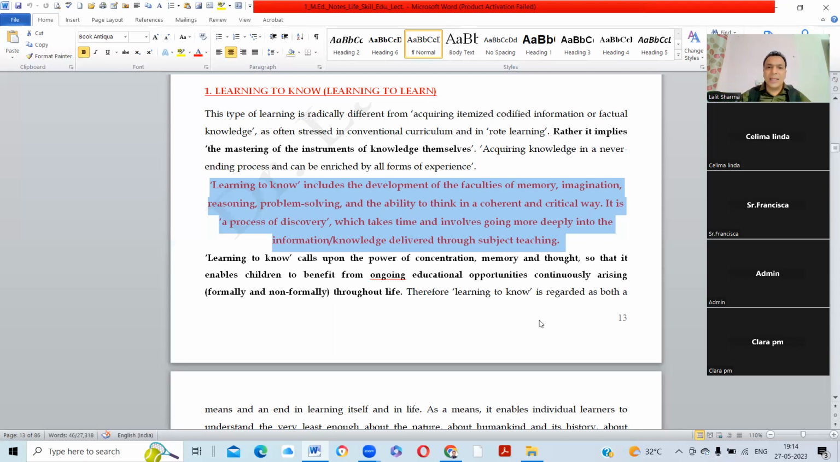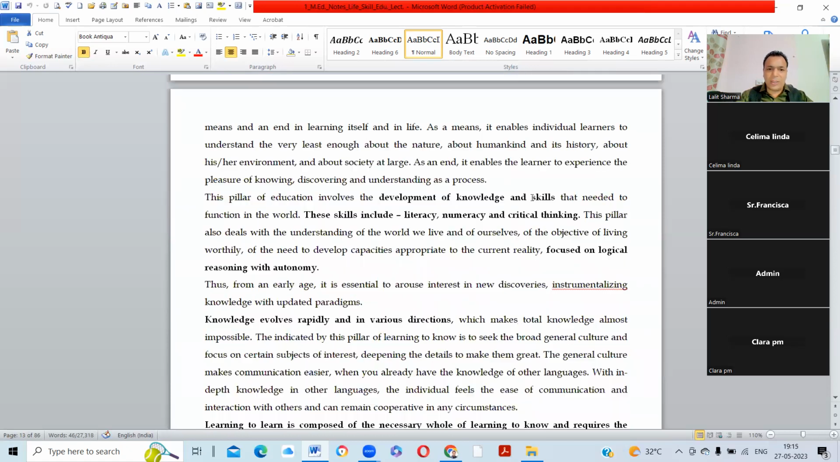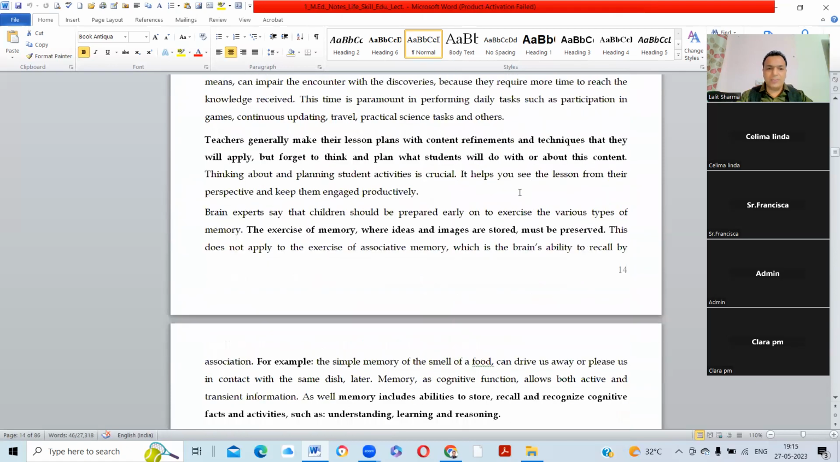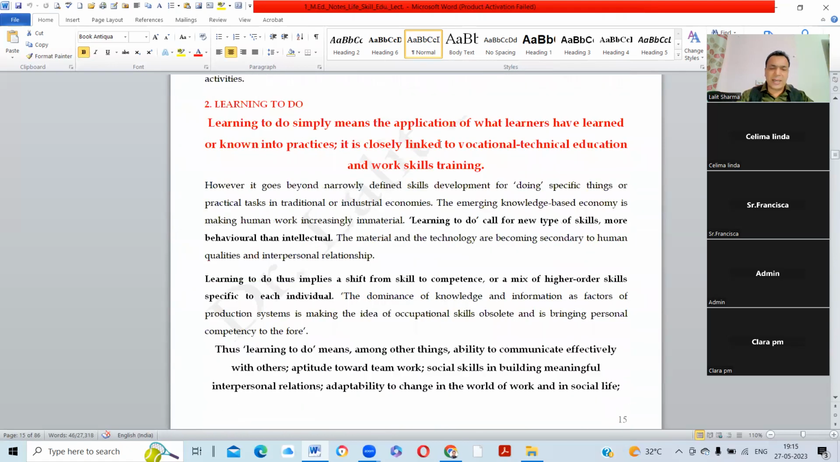Learning to know means there should be development of the faculties of memory, imagination, reasoning, problem solving ability, and the ability to think in a critical way. This thing we have to develop, right, guys? The rest you can learn, I have made detailed notes for you. Second, learning to do.